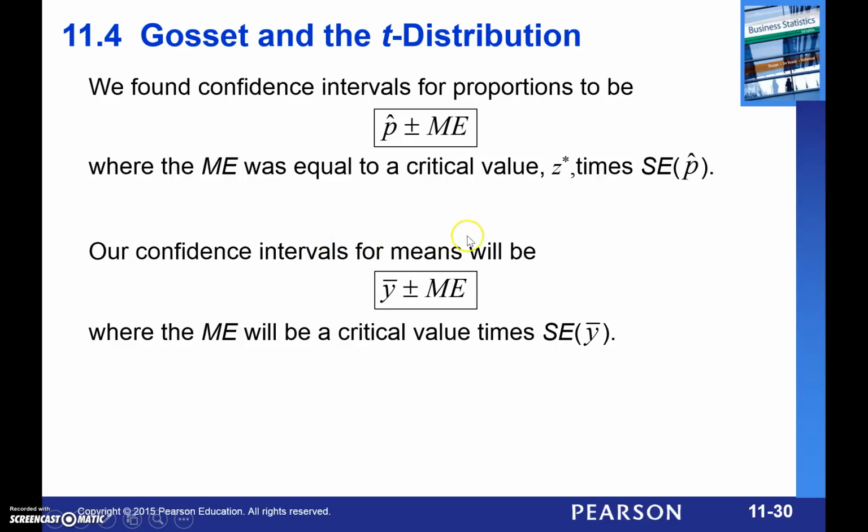Our confidence interval for means now will be y bar plus or minus the margin of error. Again, we use the example of height. So the mean height might be something like 5'10", plus or minus some margin of error. So it might go from 5 feet to 6'8", or something like that. The margin of error will again be a critical value, something like a z star, or as we'll see in a little bit, a t star, times the standard error of our y bar, the standard error of our mean height.